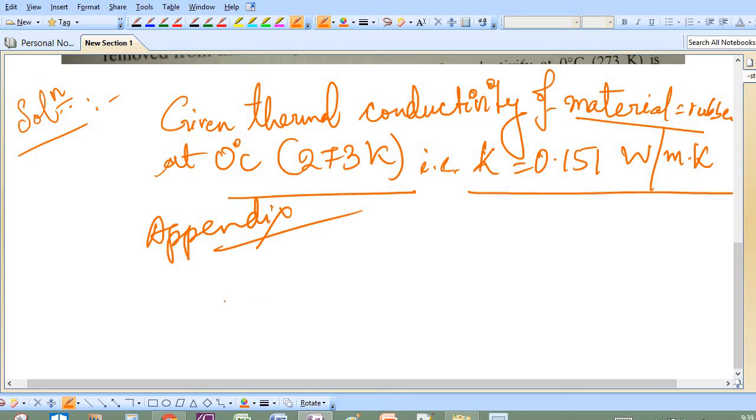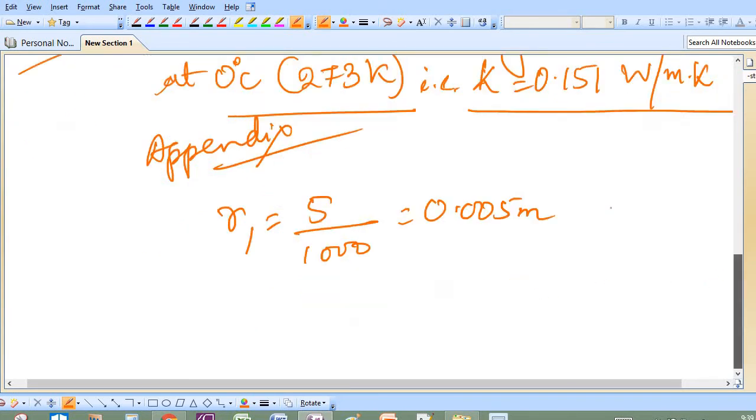Our inside radius is given as 5 mm, so we convert it into SI. Dividing 5 by 1000, we have 0.005 meter. Further, our radius R2 is given as 20 mm, that is 20 divided by 1000, we have 0.02 meter.